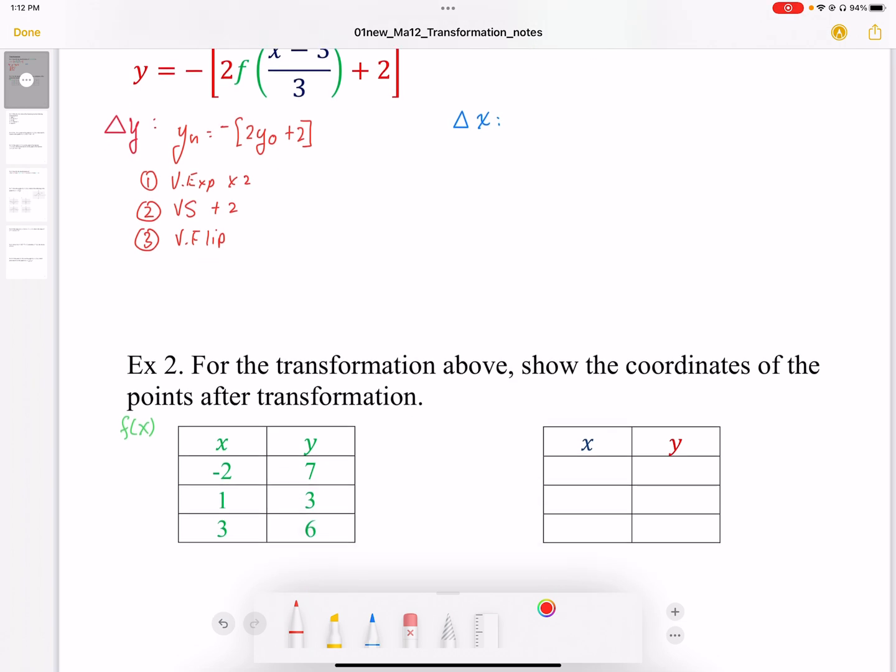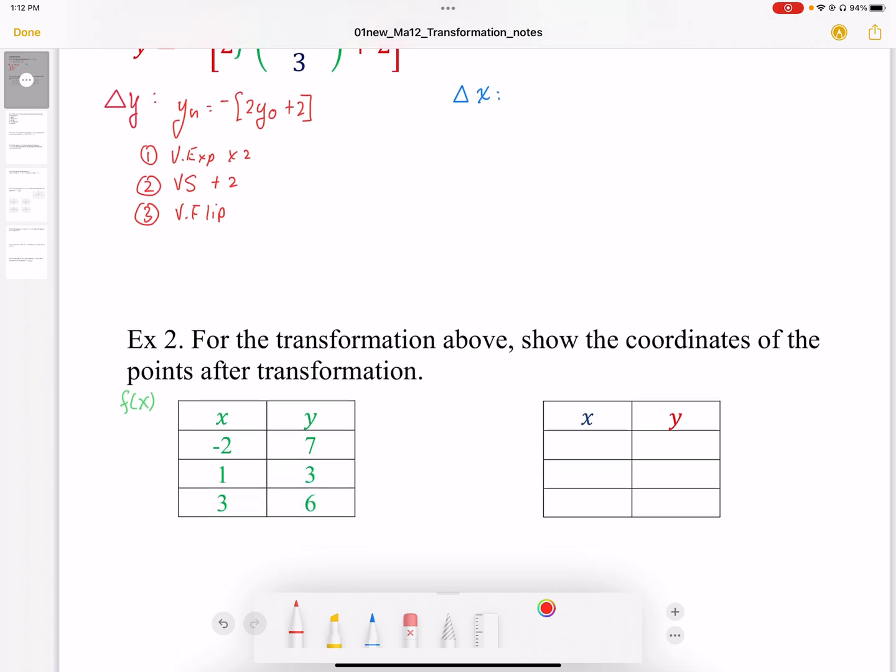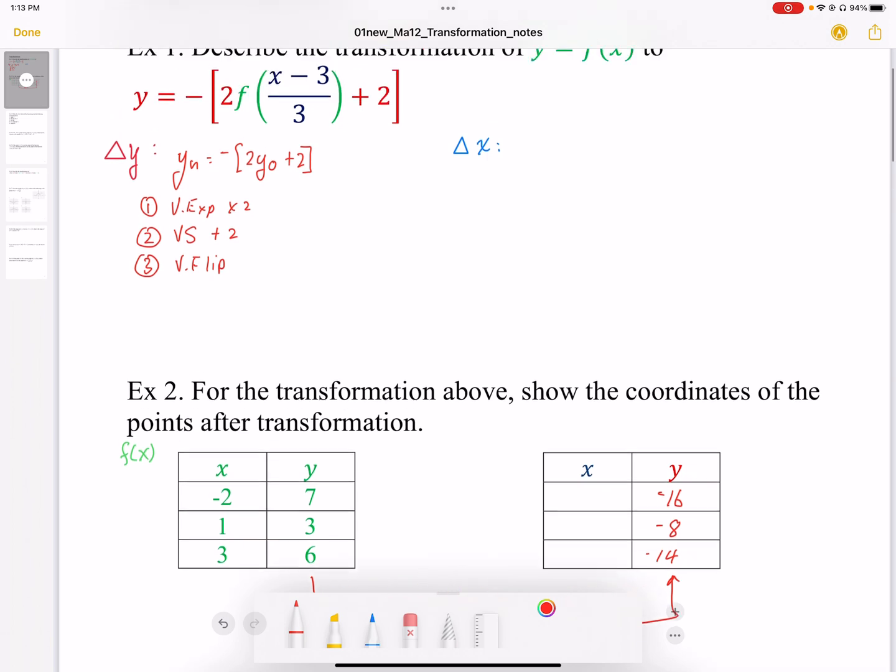So when I take a look at my transformation of my coordinates, just looking at the y's, I'm going to take that equation and transform the y coordinates. So I'm going to go 2 times y plus 2 and then flip it. So 2 times 7 plus 2 is 16. I end up with flipped negative 16. 3 times 2 plus 2 is 8. I flip it. I get negative 8. 6 times 2 plus 2 is 14. I flip it, and I get negative 14. So there's my y transformations. Those are the easier ones.